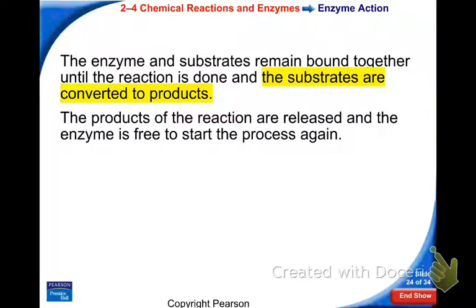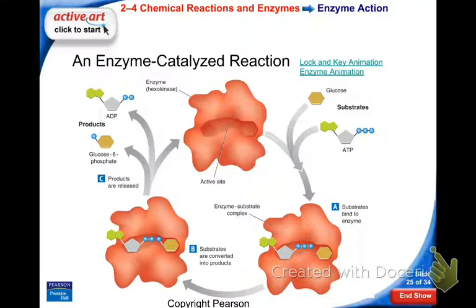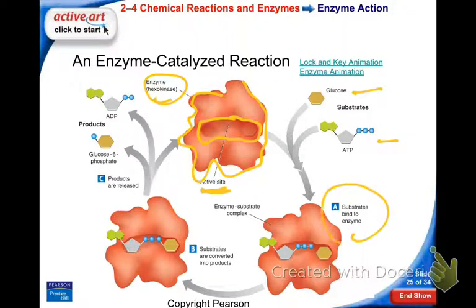Okay? So on this screen, you see, first of all, a 2-dimensional model. And you see there, here is our enzyme, hexokinase, and it has a 3-dimensional shape. And in its shape is this area here called the active site. That's where the 2 substrates, glucose and ATP, connect together. They bind to the enzyme, and this makes the enzyme substrate complex.